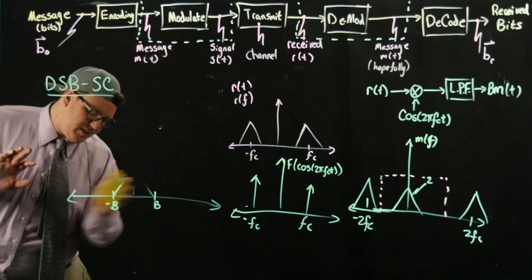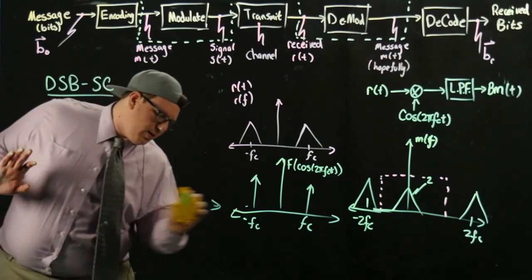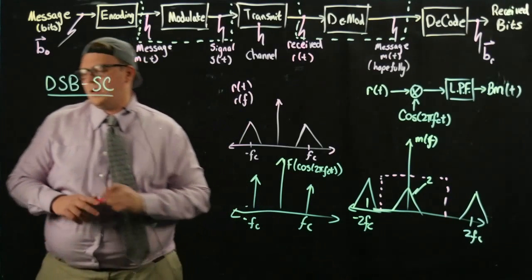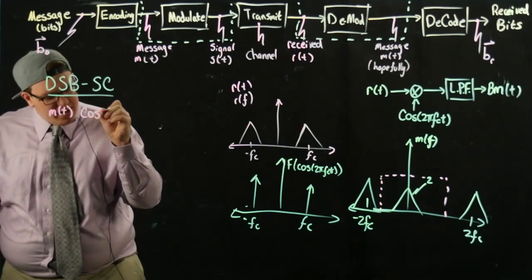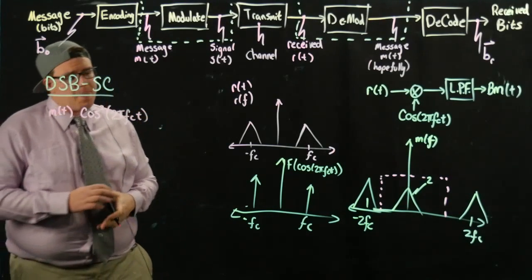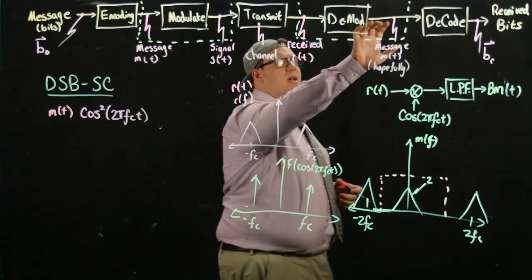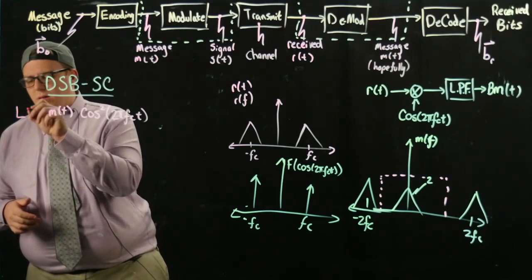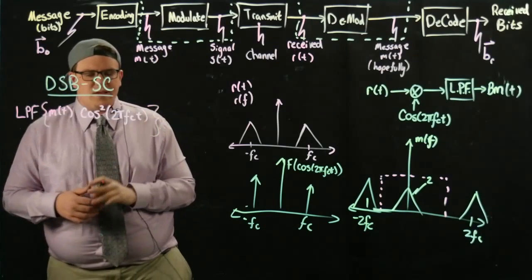So I'm going to erase our message here because I need some room to do some math. If we look at this, we're going to take our message, m of t, and multiply it by cosine squared 2 pi fct. The reason it's cosine squared is because you multiply by cosine once to modulate and then once to demodulate. And we're also going to low-pass filter. This is my notation for low-pass filtering.